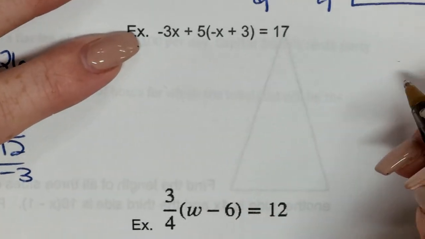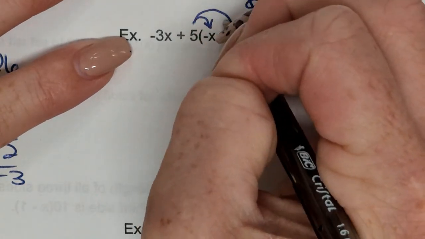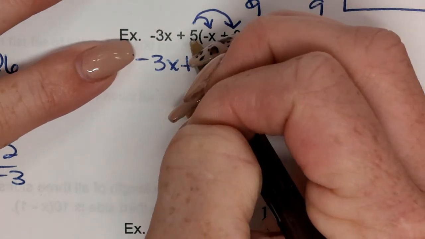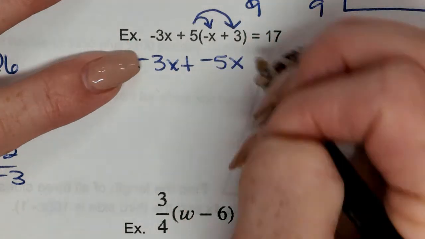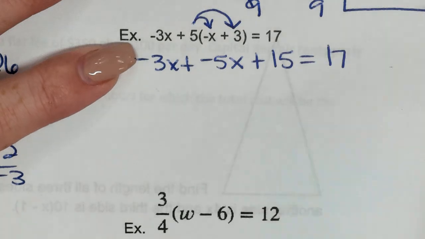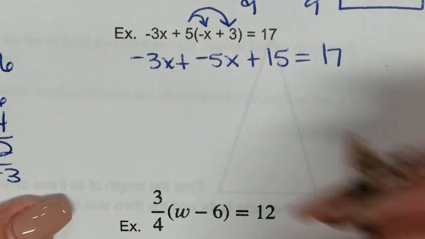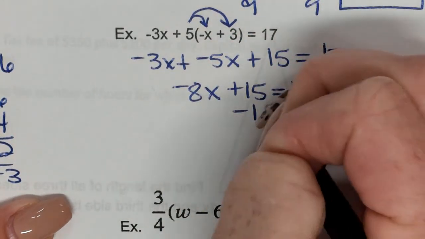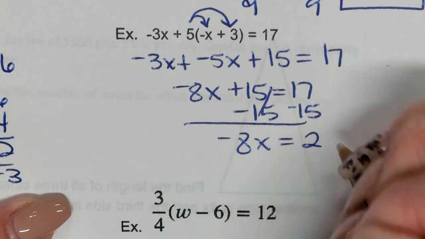Okay, if you're still working, that's fine. I'm going to start working on it. I had to distribute the 5. So I have negative 3x plus, what is 5 times negative x? Negative 5x plus, what's 5 times 3? 15. Okay, negative 3x plus negative 5x is negative 8x. And I'm going to subtract 15. And I have negative 8x equals 2.